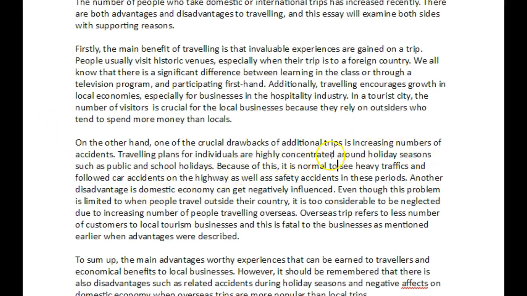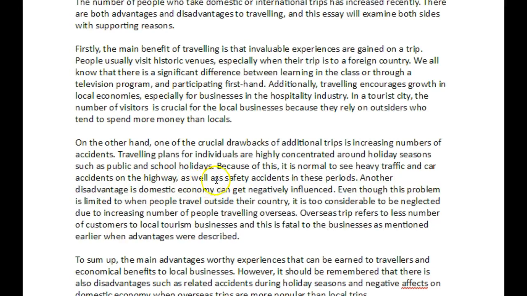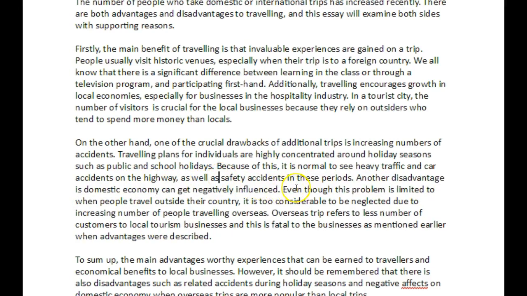Travelling plans for individuals are highly concentrated around holiday seasons, such as public and school holidays. Good. Because of this, it is normal to see heavy traffic. No need for the plural. I don't think that's necessary. It is normal to see heavy traffic and car accidents on the highway, as well as safety accidents in these periods. What does this mean? I'm not quite sure.